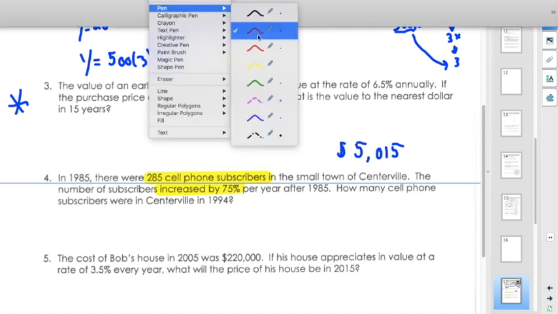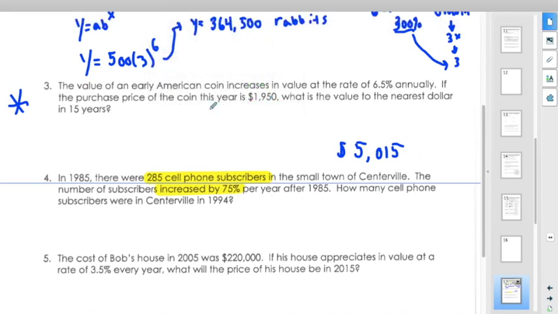First off, is it exponential or is it linear? Hopefully you see the percent increase. This is exponential. Is it a growth or decay? Well, the increase tells me it's growth. What is my decimal for 75%? Again, divide by 100, and you will get 0.75.